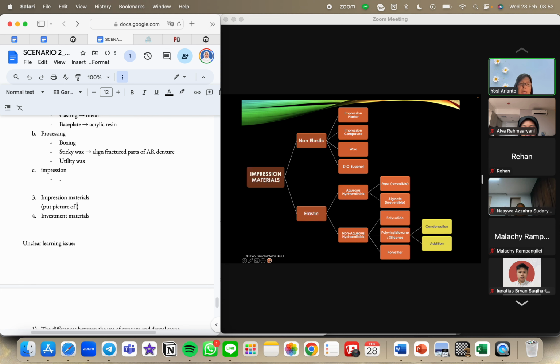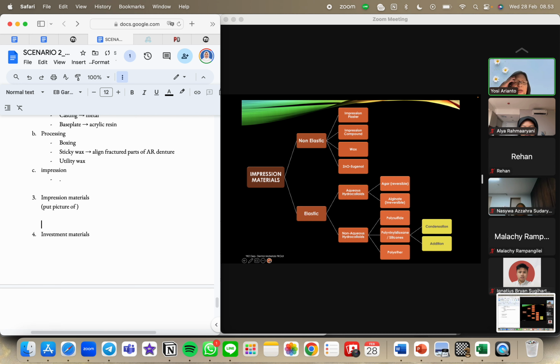This is the classification of impression materials. These classifications are between the non-elastic and the elastic impression materials. You can see that the non-elastic is the impression plaster, from gypsum. There is also impression compound, wax, and zinc oxide eugenol cement or impression materials. So these are non-elastic. They are a little bit rigid.